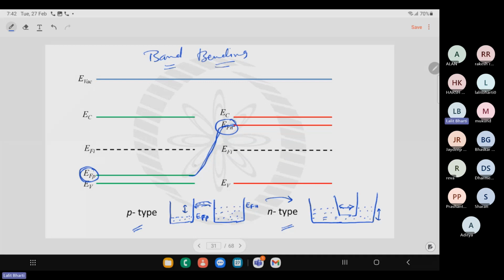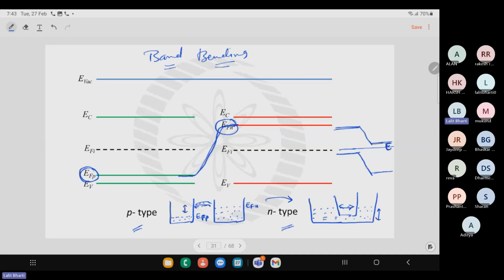Since your Fermi levels are intact in a material, your Fermi level cannot move. So if you place the materials in such a way, your Fermi level at the interface will come to the center again, and your whole conduction band and valence band will move. They will make a structure something like that. This will be your P side, and this will be your N side, and they will bend like this.